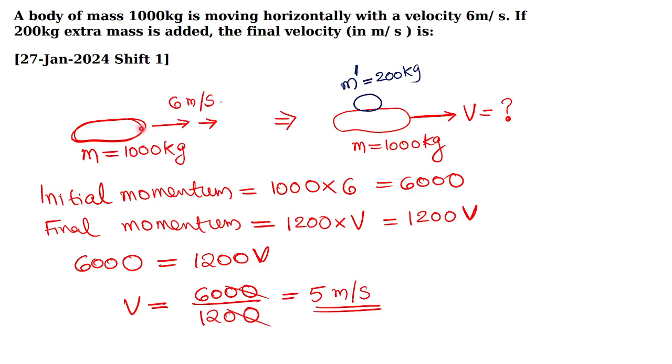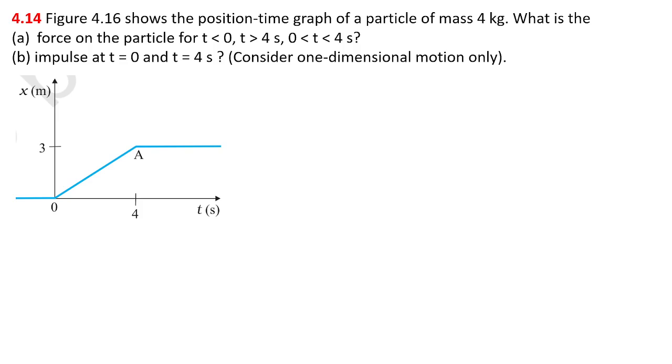So initially the body was moving with 6 meter per second. If this body falls on this body, the 6 meter per second will change to 5 meter per second. There is a decrease in velocity. Understood? This question is taken from textbook 4.14.